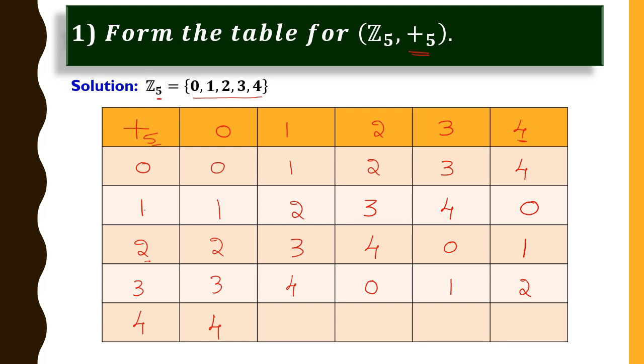Okay. Similarly, 4 plus 1 is 5. Therefore remainder is 0. 4 plus 2, 6. Remainder is 1. 4 plus 3, 7. Remainder is 2. 4 plus 4, 8. Remainder is 3. So this is how we have to write the table for the given set. I hope you understood how to write the table regarding addition modulo 5.